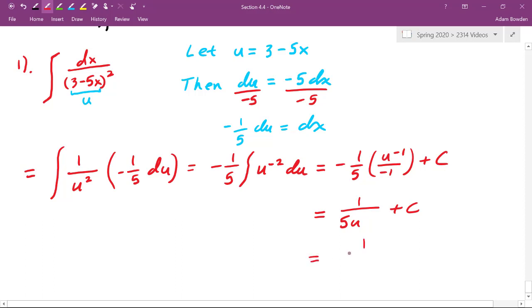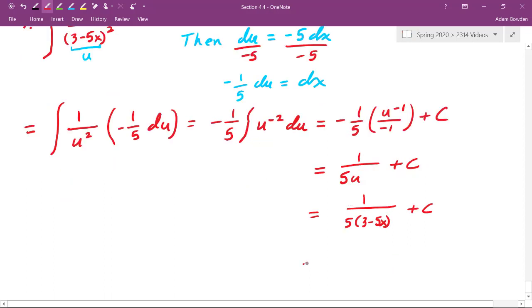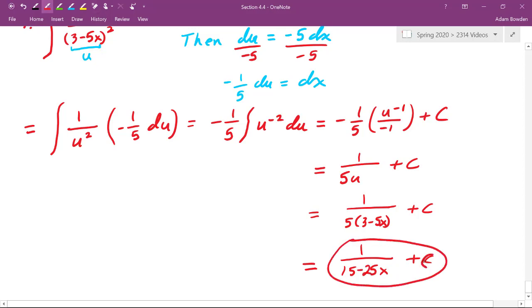But we need to plug back in for u, so that'd be 1 over 5 times (3 minus 5x) plus a constant c. We could even take that a step further and make that 1 over (15 minus 25x) plus a constant c. So that's our antiderivative, most general antiderivative, because we put the plus a constant c.